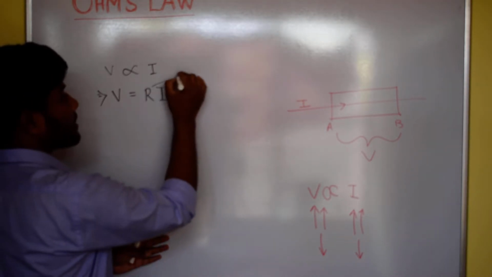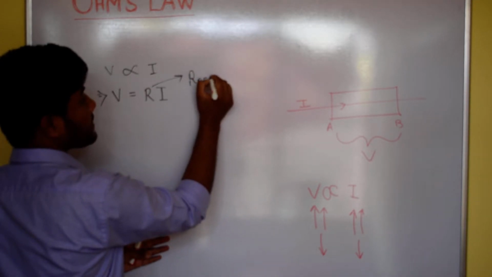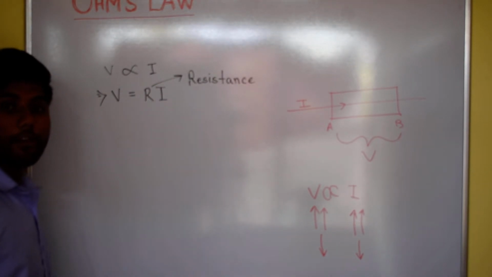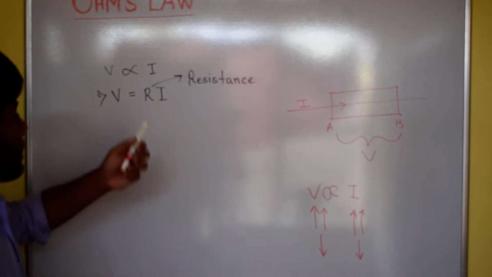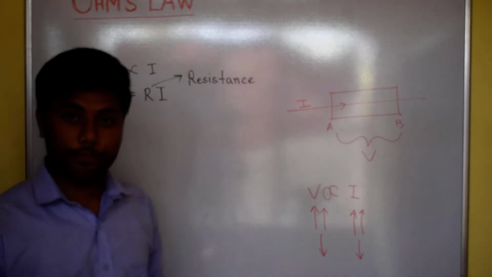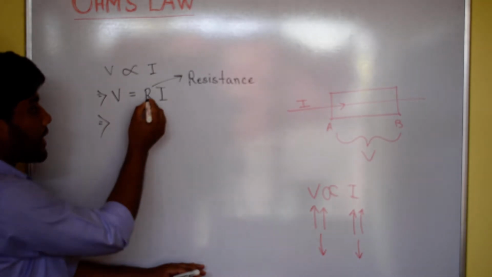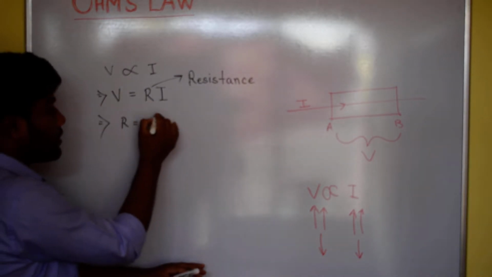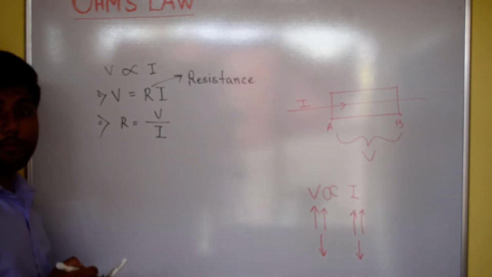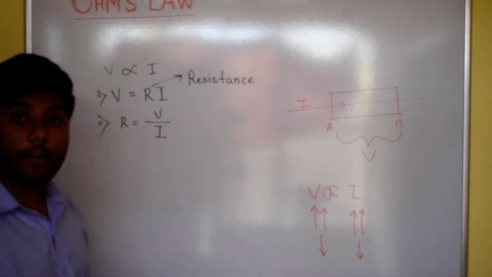This constant is known as the resistance. What is this? R-E-S-I-S-T-A-N-C-E. Resistance. This proportional constant R is called the resistance. Now, how we can define the resistance. See, cross multiplying, we get R equals V by I. We have just cross multiplied, and V means potential difference and I is the current.